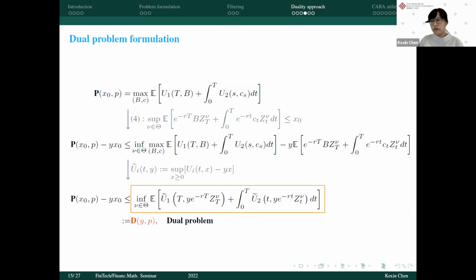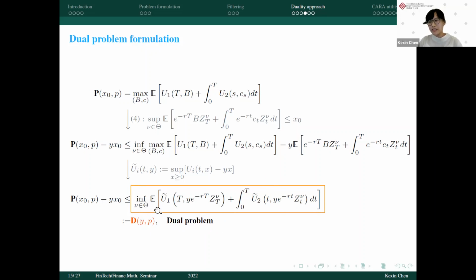So now we come to the definition of the dual value functions. We start from the primal value function that is given by this P. It is the maximization over B and C of this objective function. We first use the budget constraint, this inequality, so we reach the first inequality here. And then we use again the convex dual function of the utility functions. We use the definition, then we reach the third inequality here. So we will define the right-hand side as the dual problem.